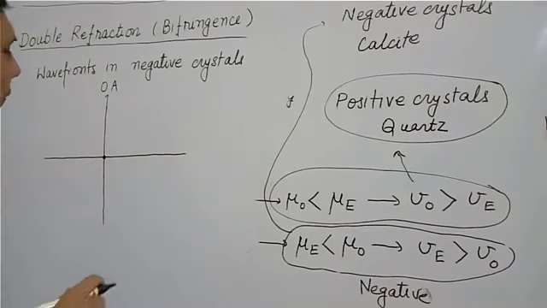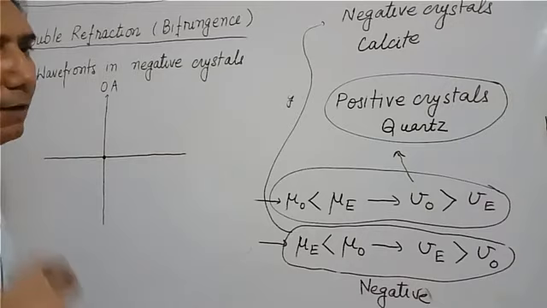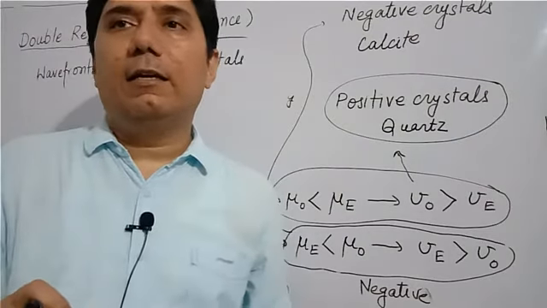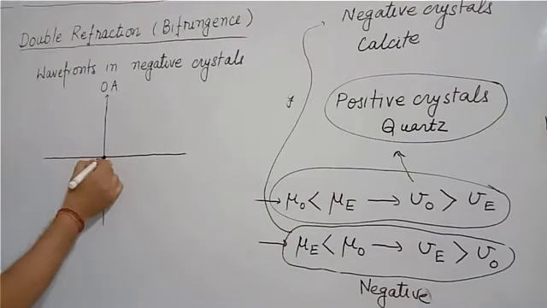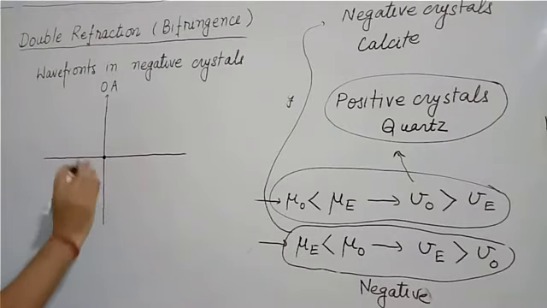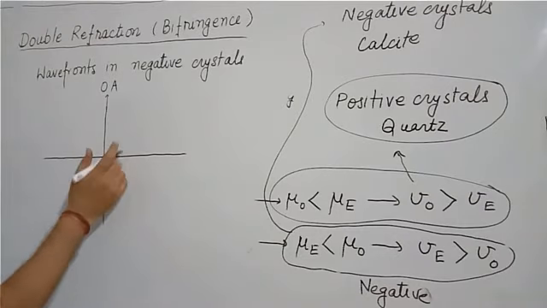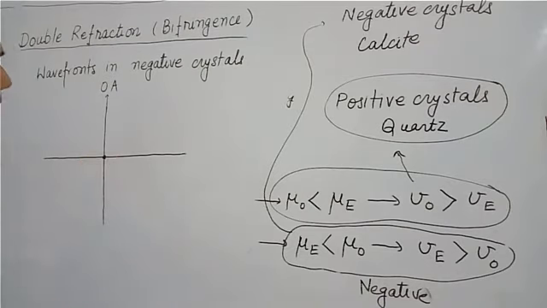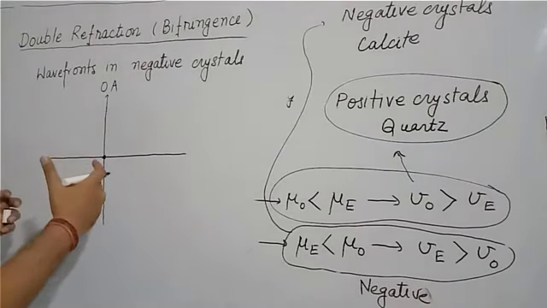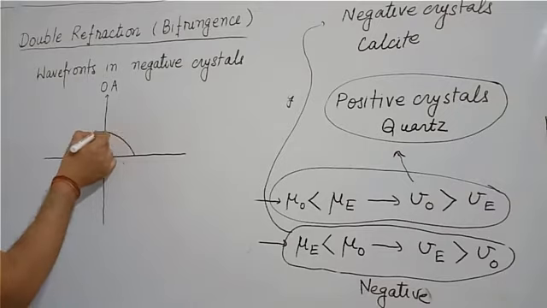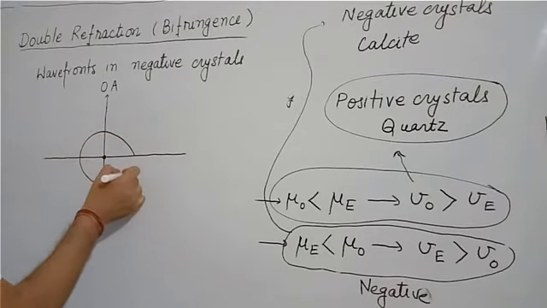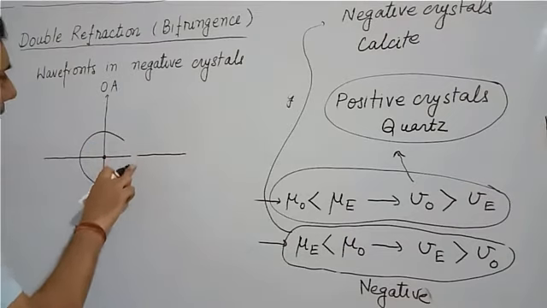First we will draw the wavefront for O ray. You are well aware that for O ray, the speed remains the same in all possible directions. So the O ray emitted from this point will travel equal distance in equal time. So in the three-dimensional picture, this point source in the doubly refracting medium will emit a spherical wavefront for O ray. In a two-dimensional picture, it will be like a circle, but in actual practice, it will be a sphere.